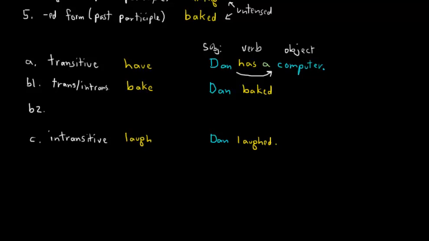Get rid of the period. Dan baked, what did he bake? He baked, let's use an indefinite determiner or an indefinite quantifier, some. I don't know exactly how many. And then what did he bake? He baked some cookies. Okay, so in this case, Dan is baking something. He's baking some cookies. So the transitive verb is transferring the action to the cookies.